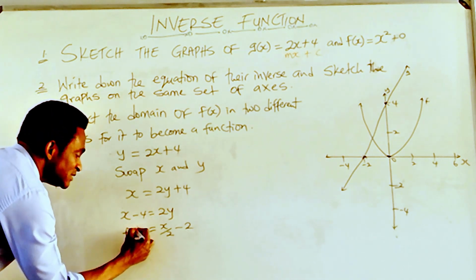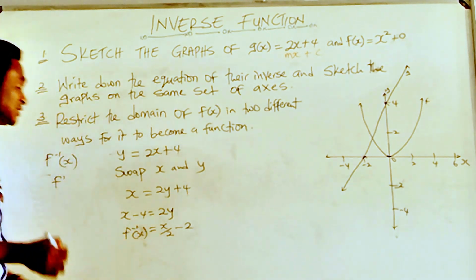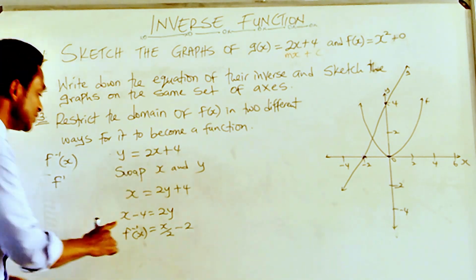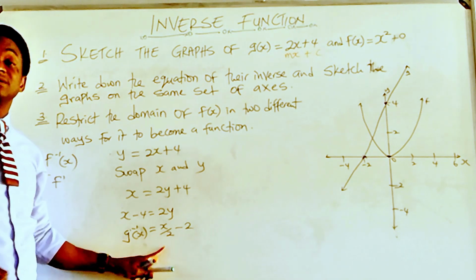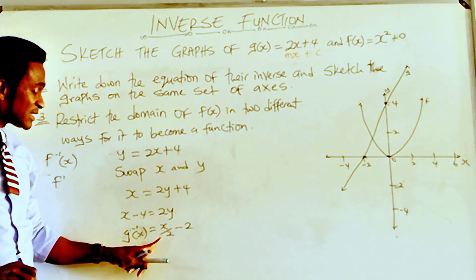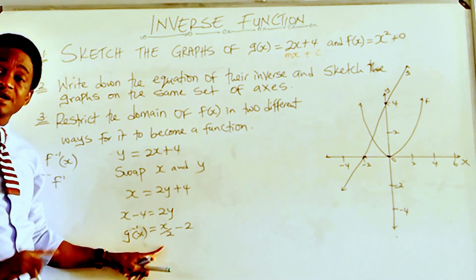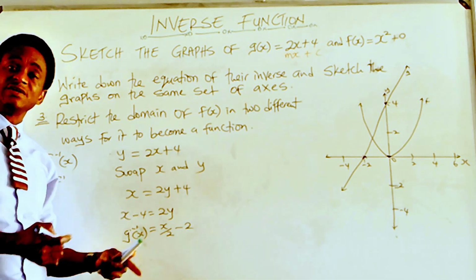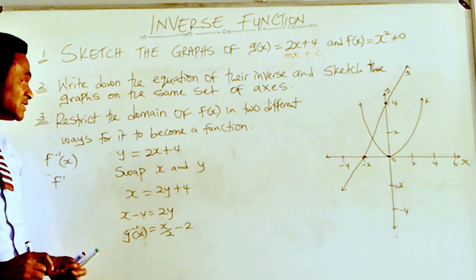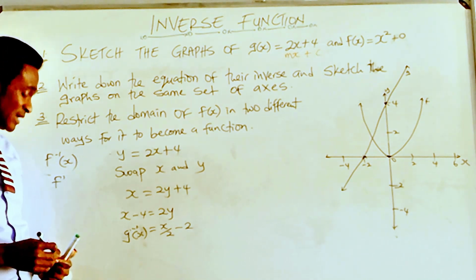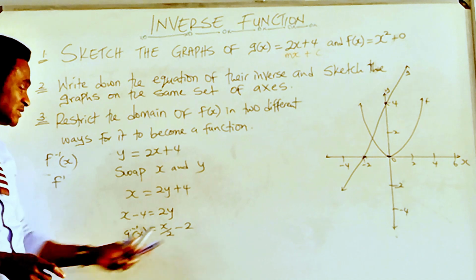So we can rewrite this as the inverse equation of g. The inverse equation of g in this case will be this. If we check properly, we'll see that this also generated a linear function. So the inverse of a linear function gives you a linear function. What do we do next? Let's sketch the graph of the inverse on the same set of axes.